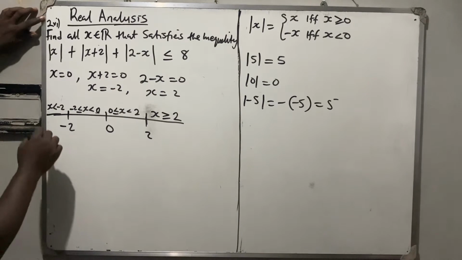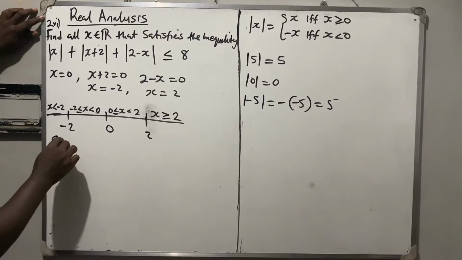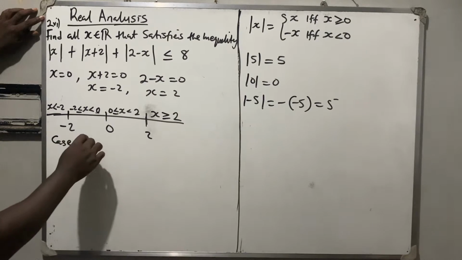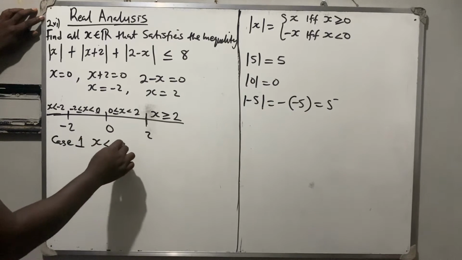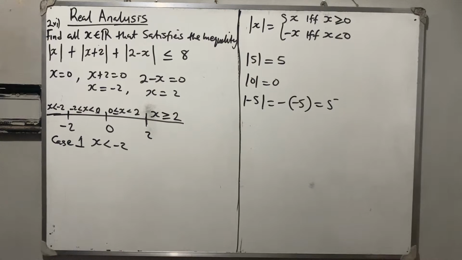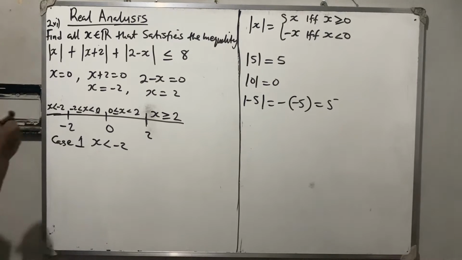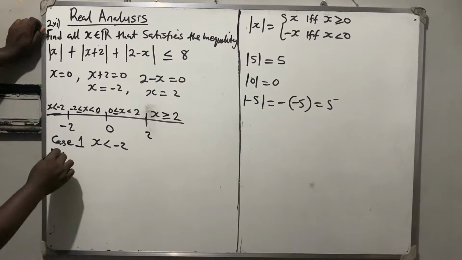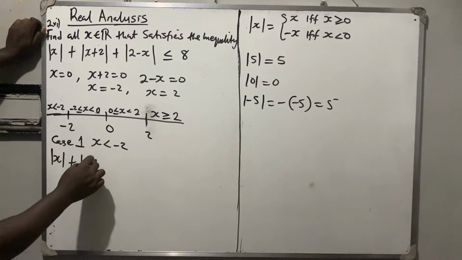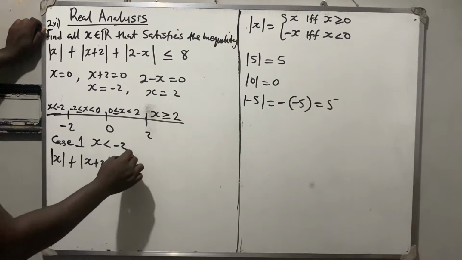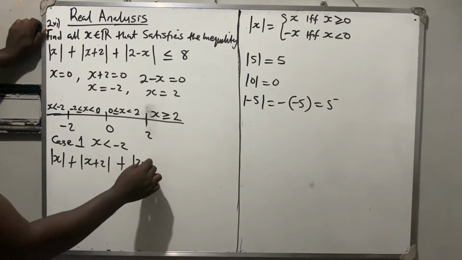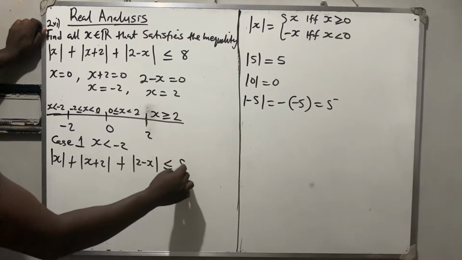For the first case, case 1 says that x is less than minus 2. Now, if x is less than minus 2, pick any number that is less than minus 2, for example, minus 3. If I put minus 3 here, you see that this is negative. So let me write my equation: absolute value of x plus absolute value of x plus 2 plus absolute value of 2 minus x is less than or equal to 8.